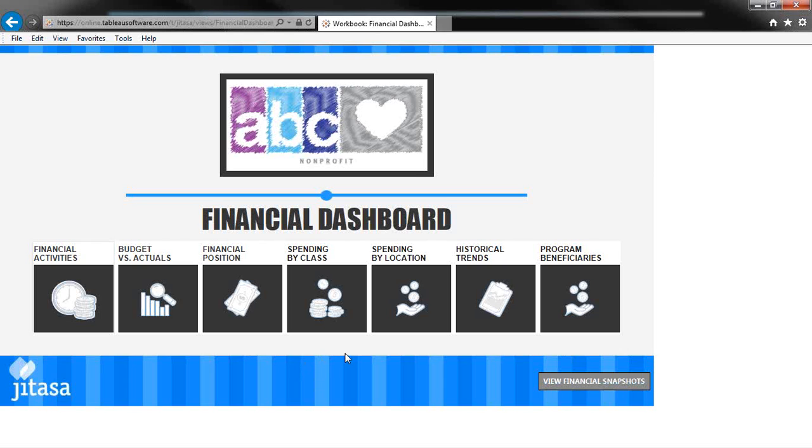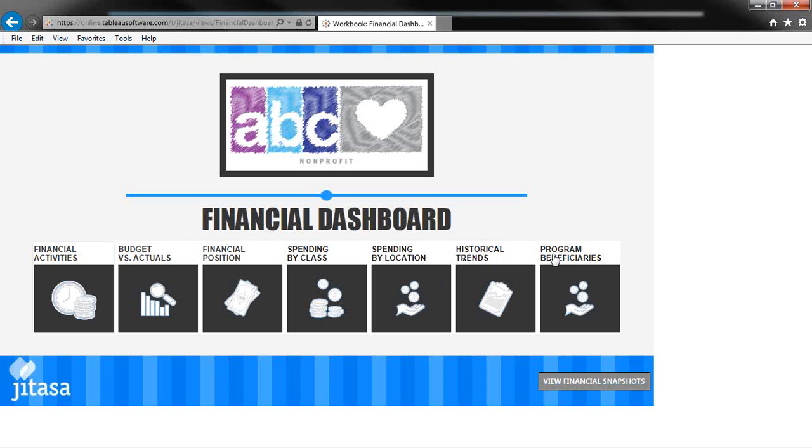And so this is kind of the home page for our dashboard. There's a few different elements here, right? There's a place where you can see your financial activities or your income statement. If you have a budget versus actuals, you can track that. You can see your financial position or balance sheet. And then we have some custom areas that are dependent on some nonprofits. We also have functional expenses, which is spending by class. And then we have more of the custom areas that are spending by location, trend information, program information.